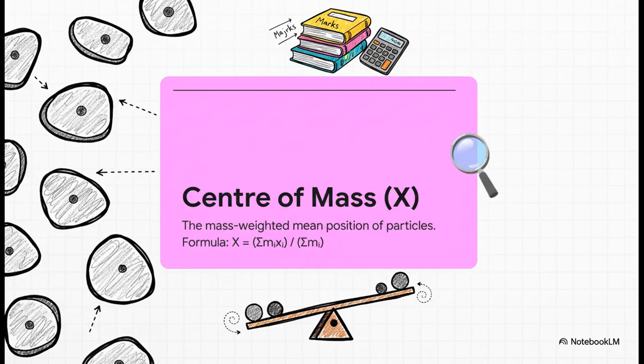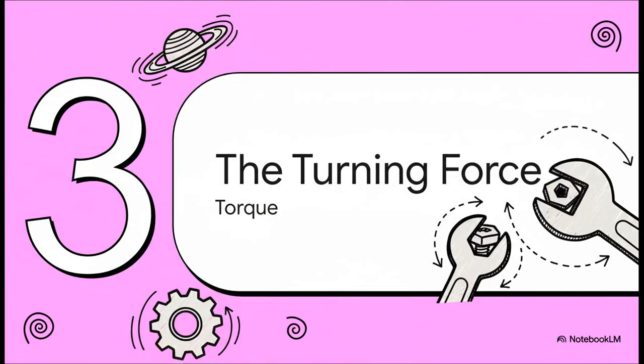Well, for that, we need a formula. Now hold on, don't get scared by the math. Think of it this way. It's just like calculating your final marks in school. You take the marks in each subject, multiply by its weightage, add them all up, and then divide by the total weightage, right? We do the exact same thing here, but with mass and position. So the main idea to remember is that the center of mass is just the mass-weighted average position of all the particles.